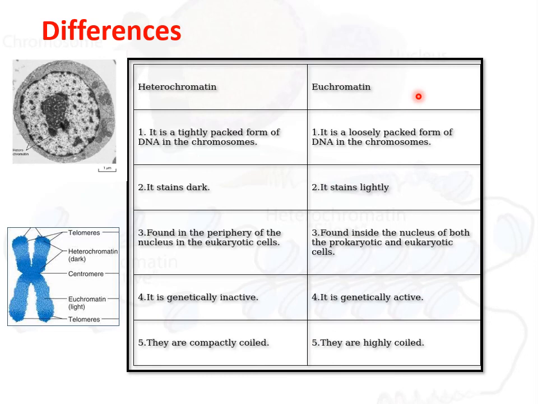Whereas the euchromatin is a loosely packed form of DNA, it stains lightly and is found inside the nucleus of both prokaryotic and eukaryotic cells. They are genetically active and are found to be highly coiled. So this is all about the euchromatin and heterochromatin.